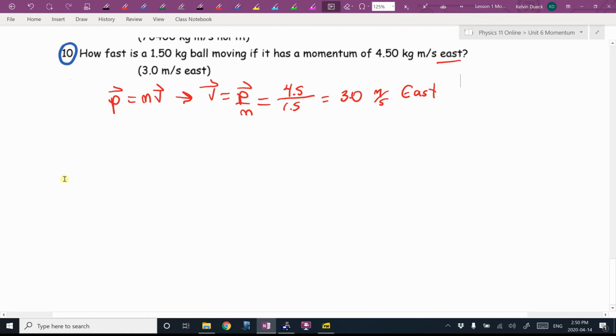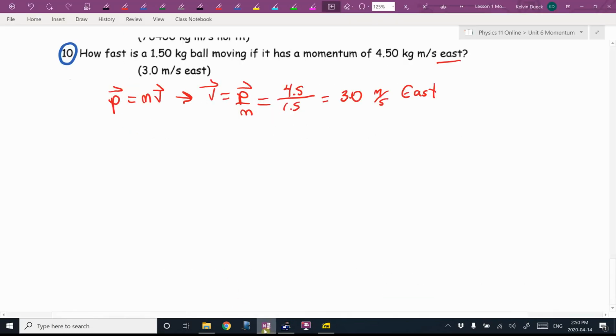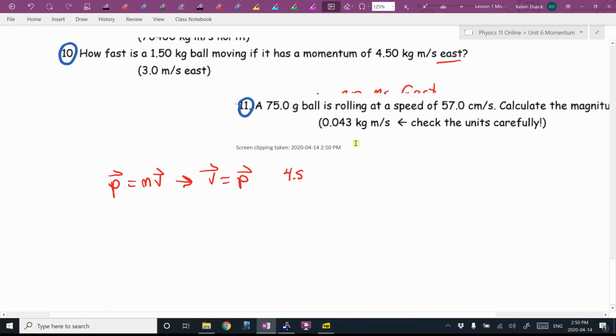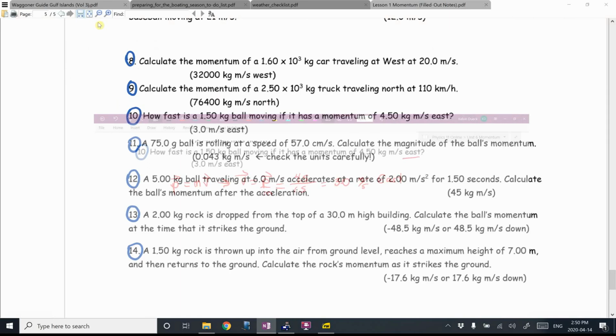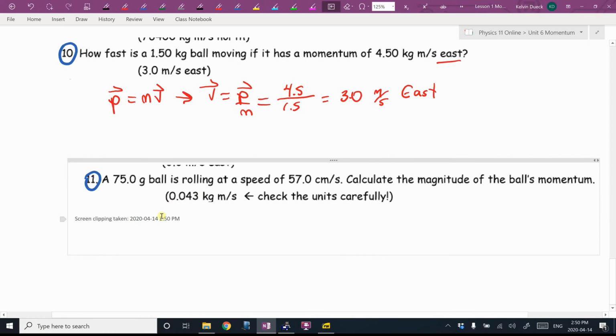Number 11. Calculate the magnitude of this ball's momentum. Okay. Ooh, yucky units is what I see.